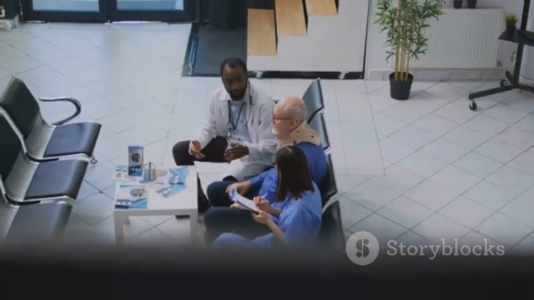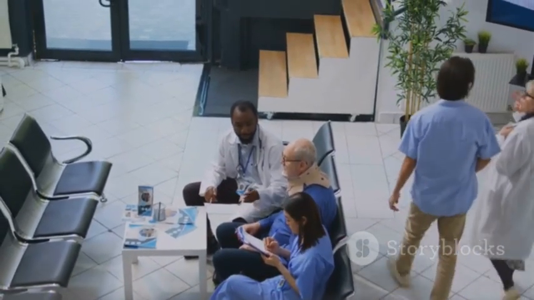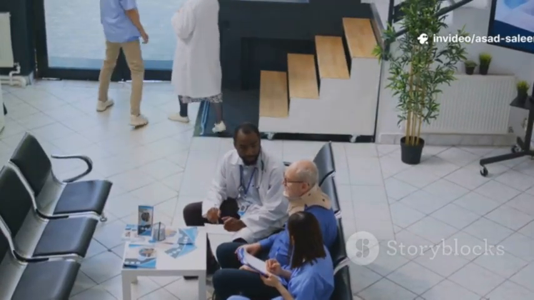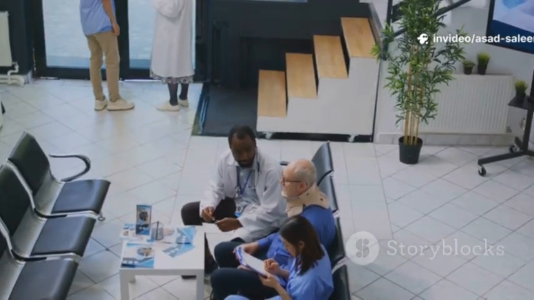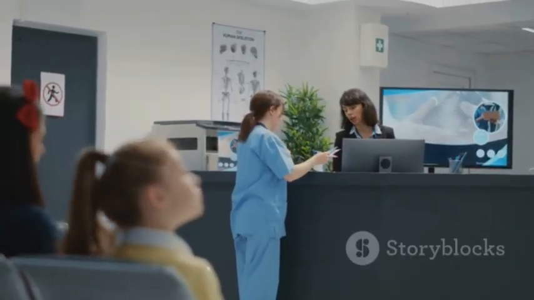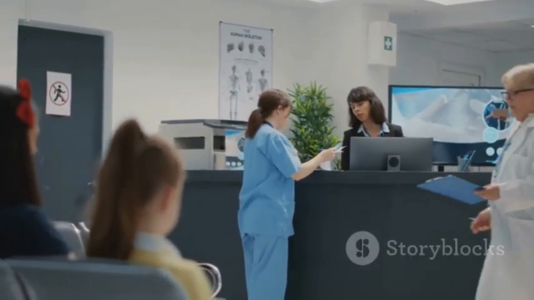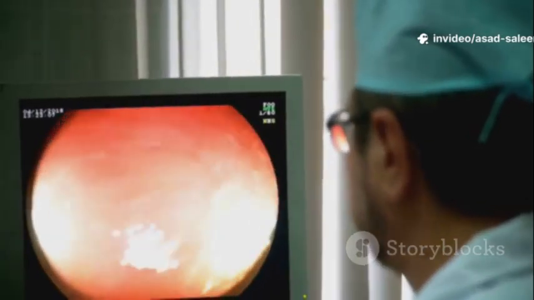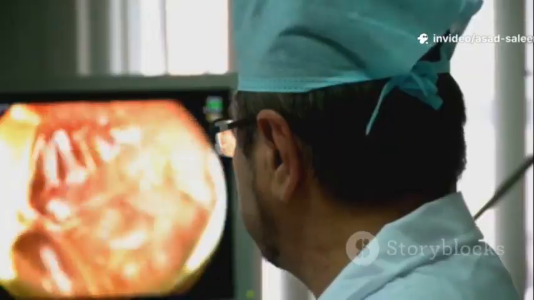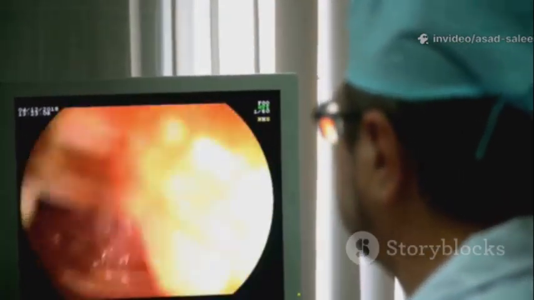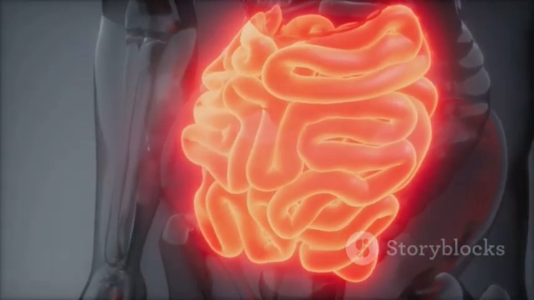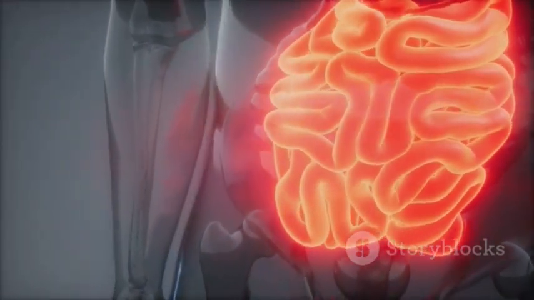If the blood test strongly suggests celiac disease, the gold standard for confirming the diagnosis is an upper endoscopy with a small intestine biopsy. While this may sound intimidating, it is a routine and safe procedure. A gastroenterologist will guide a thin, flexible tube with a tiny camera on the end, an endoscope, through your mouth, down your esophagus, and into the first part of your small intestine.